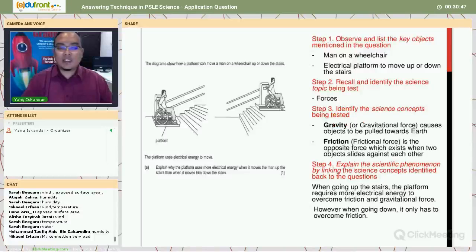Let's move on to the next question. This is another past PSLE question. All right, step number 1.